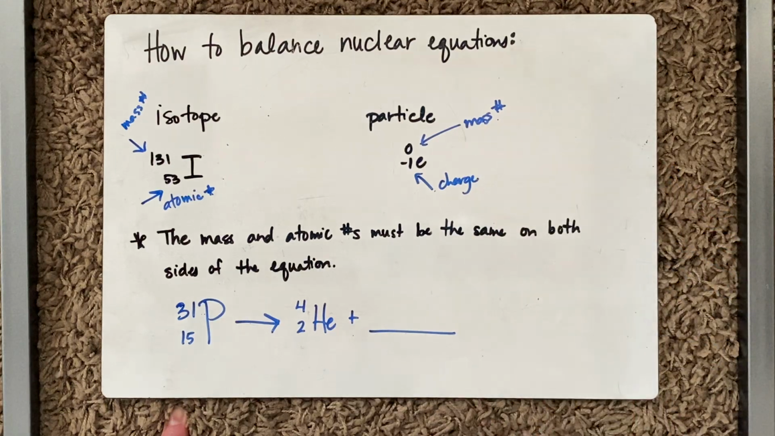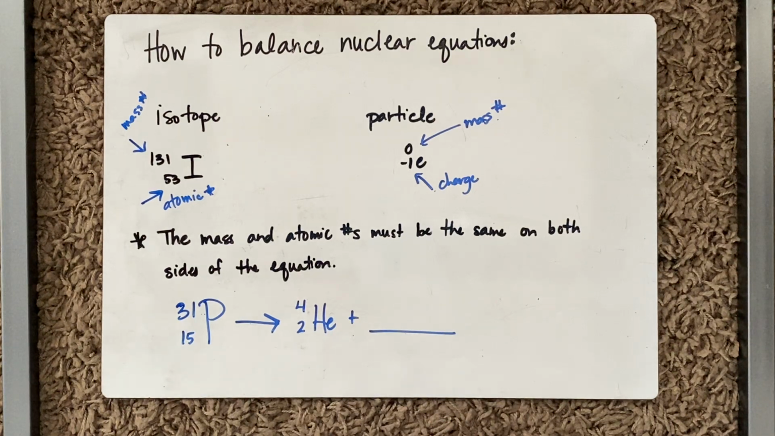So if you're dealing with an electron, it has a -1 charge, so it's a -1. If it's a neutron, the charge is a 0, so that's why it would be a 0 down there on the particle. So remember, when you balance, you have to make sure the mass and the atomic numbers are the same on both sides of the equation.